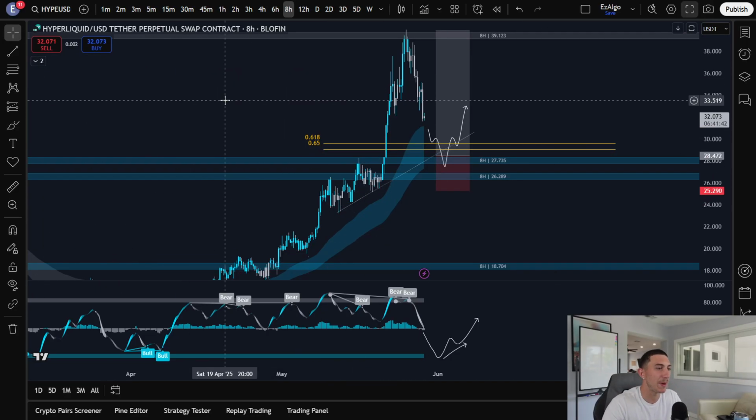This is how long I'm looking at, right? Structure's bullish. My daily bias is bullish. There's nothing here telling me to go short, guys.